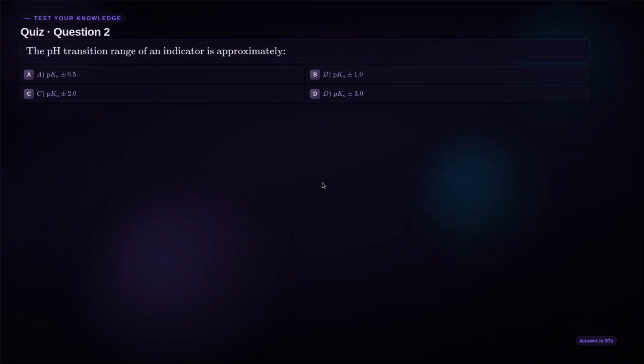Quiz question 2. The pH transition range of an indicator is approximately: Option A, pKa plus or minus 0.5. Option B, pKa plus or minus 1.0. Option C, pKa plus or minus 2.0. Option D, pKa plus or minus 3.0.